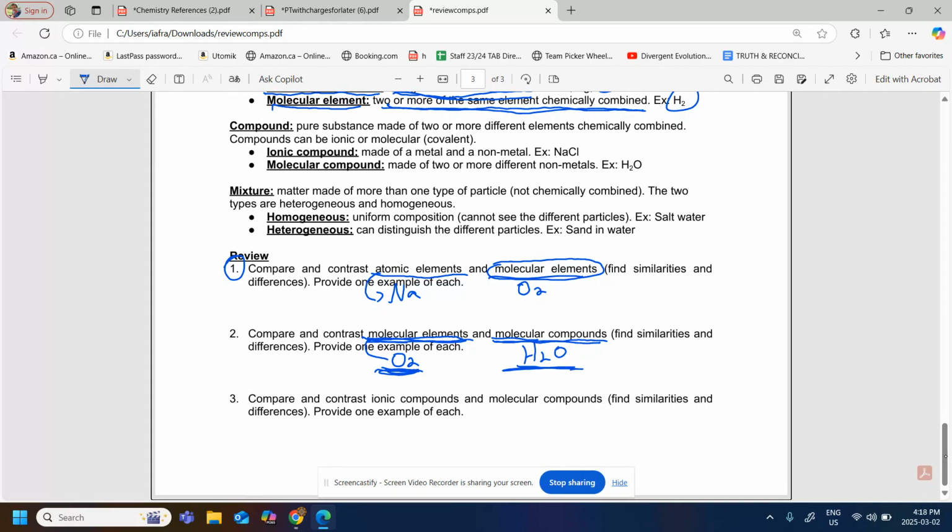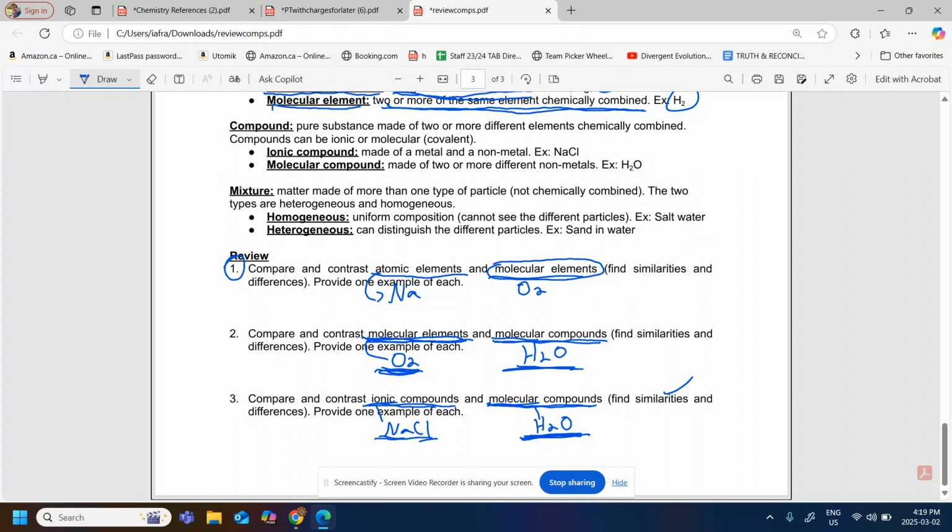Now, let's look at ionic and molecular. Ionic, an example would be NaCl. Molecular, an example would be H2O. So they're both compounds, so they're both made up of two different elements connected together. That's a similarity. And the difference is that ionic is made up of a metal and nonmetal, but molecular is only nonmetals. The example for ionic we gave was NaCl, and for molecular was H2O.